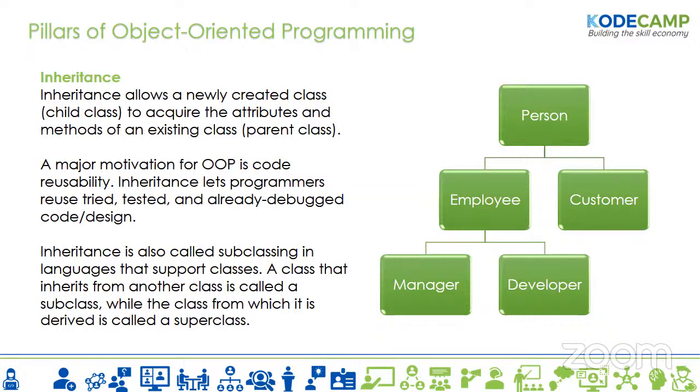Then the last method we'll be looking at today, although we have four, is called inheritance. So when we say inheritance, inheritance allows a newly created class to acquire the attributes and methods of an existing class. So let's consider it this way.